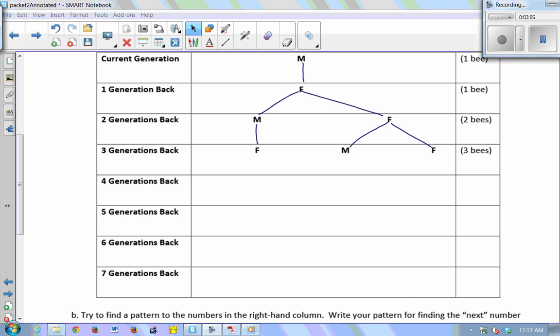All right, so let's discuss the results you've come up with. Okay, so I'm not going to build the whole tree. You guys can just tell me how many bees are in the next generation. 5, and then 8, 13, 21. Okay, good.